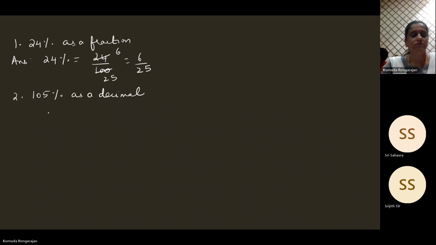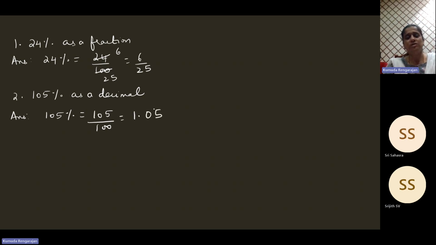Okay. As a decimal. Again, 105% means 105 by 100. Now here you should not simplify. Don't cancel using the common table, that is 5. Directly use a decimal point. 105 by 100 is nothing but 1.05.